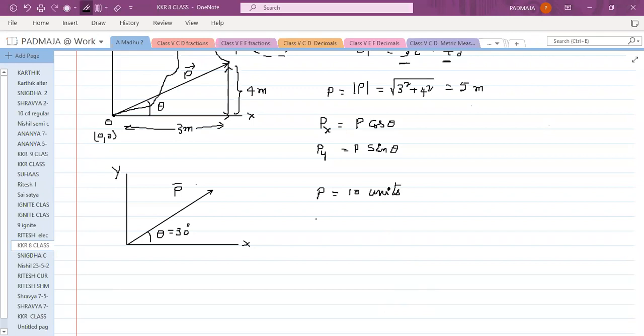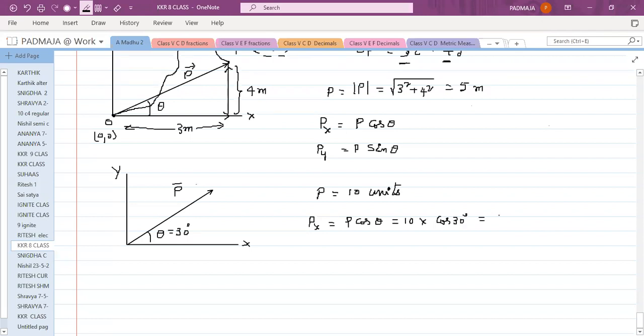Then what is the component of the vector in the x direction? If the angle made by the vector with the x-axis is theta, then the component of the vector in the x direction is given by P cos theta, which is equal to 10 units times cos 30 degrees.